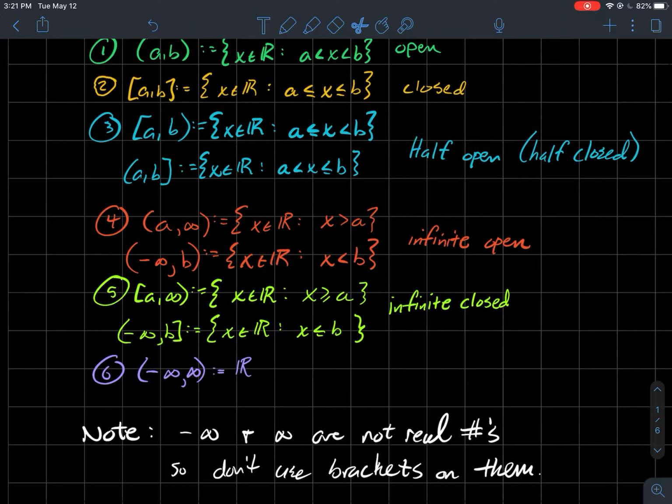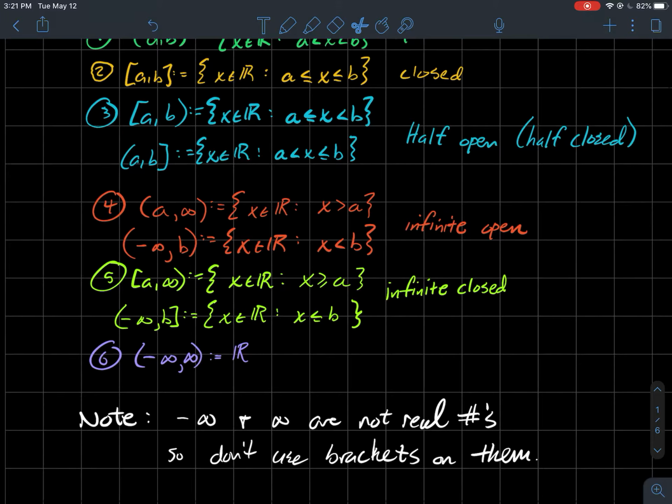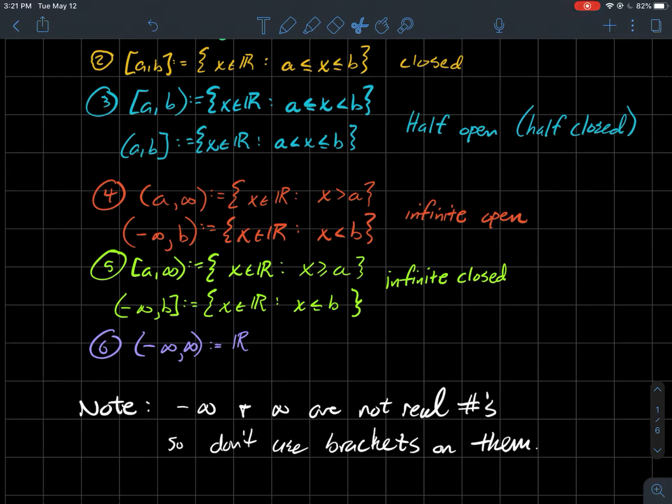So just as a note, always use a parenthesis on infinity or negative infinity. Those are not real numbers, right? They're not elements of the set R. Therefore, it doesn't make sense to use a bracket, since a bracket would mean it's included in that set.